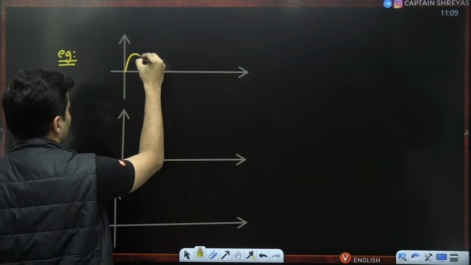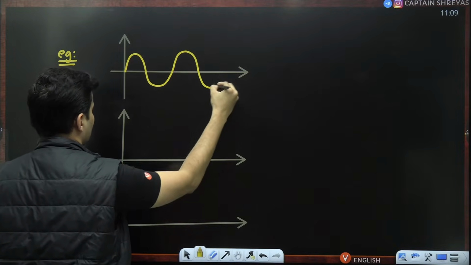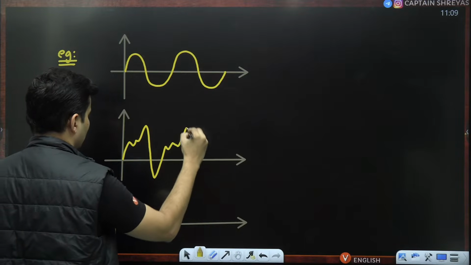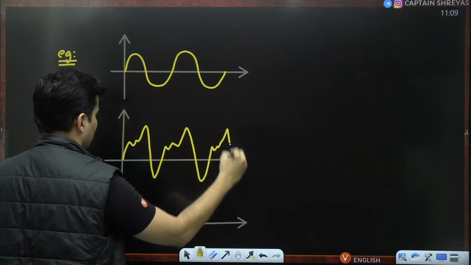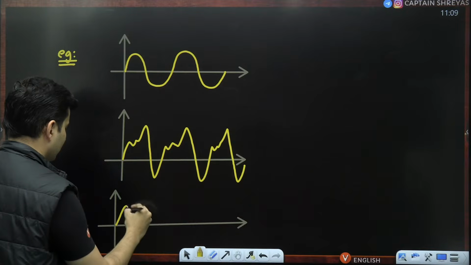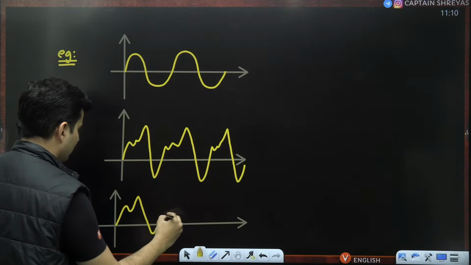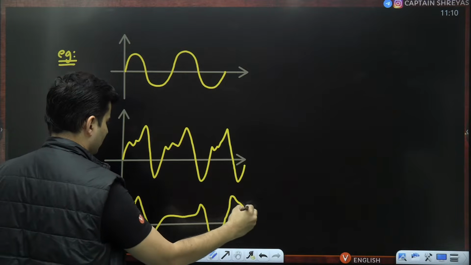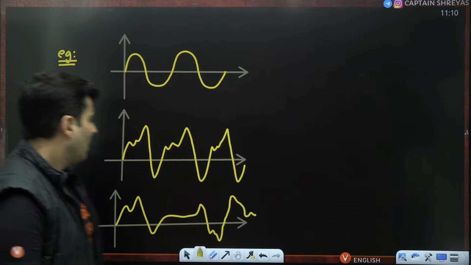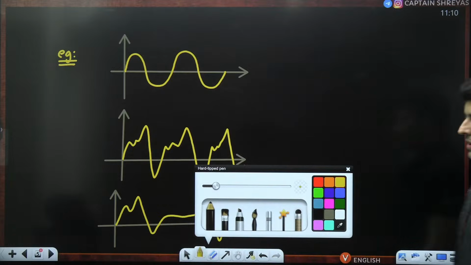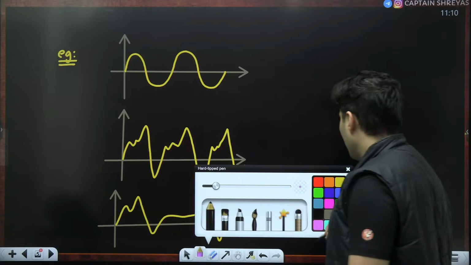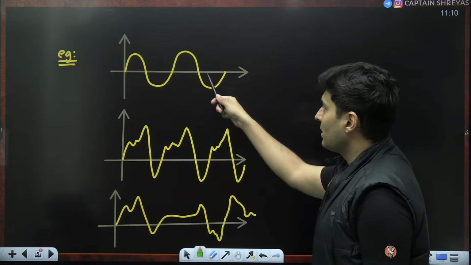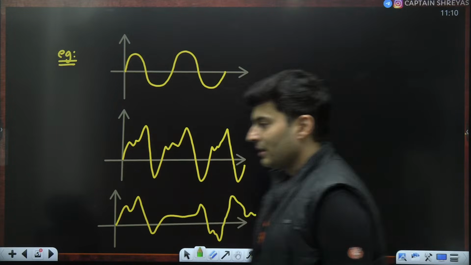Imagine out of all these things, can you guys quickly think and tell me which of the following are periodic in nature? Number 1, number 2, number 3. Come on, let me know.